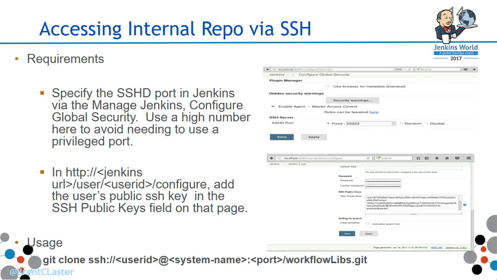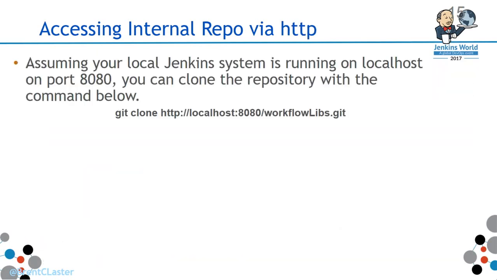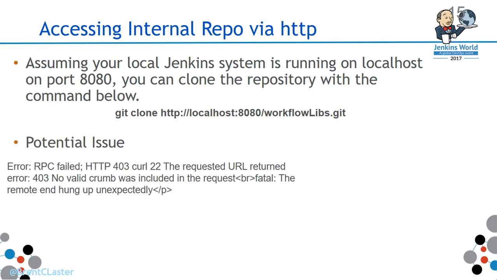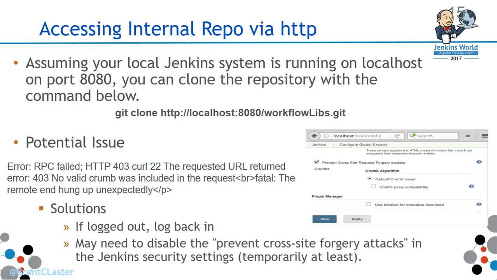and you can clone it down just like any Git repository. If you're working on it on the HTTP side, if you want to use that protocol, you can clone it with the HTTP protocol, and it should work. There is a potential thing I run into a couple times where you get this message about requested URL failed, no valid crumb was included. Generally that means something mundane like you've been logged out of Jenkins. Jenkins has timed out there, and so you have to log back in. You might possibly also have to disable the prevent cross-site request forgery attacks. Not recommended, but I have seen that as a potential workaround for that problem as well.